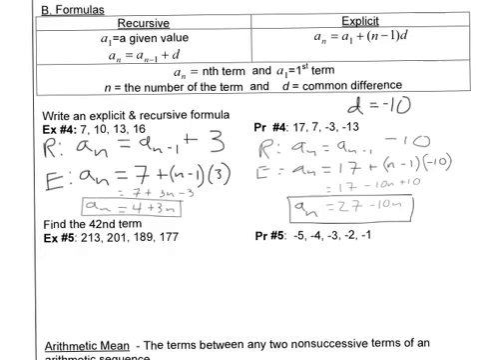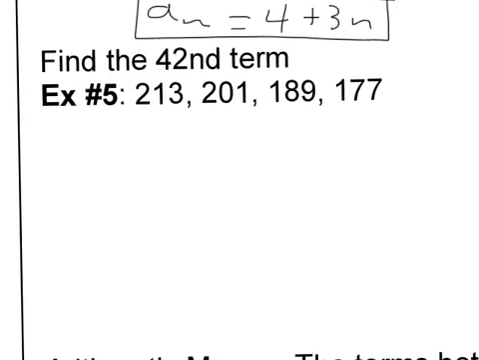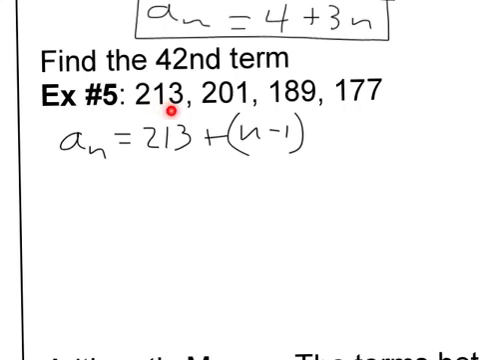Okay, so here we have them asking for the 42nd term. Well, in order to do this, we need to first write the explicit formula and then solve it. So let me show you what I mean. The explicit formula is a sub n equals the first term, plus (n minus 1) in parentheses times the common difference. What is it? Well, it looks like it's going down by 12, so the common difference is negative 12.